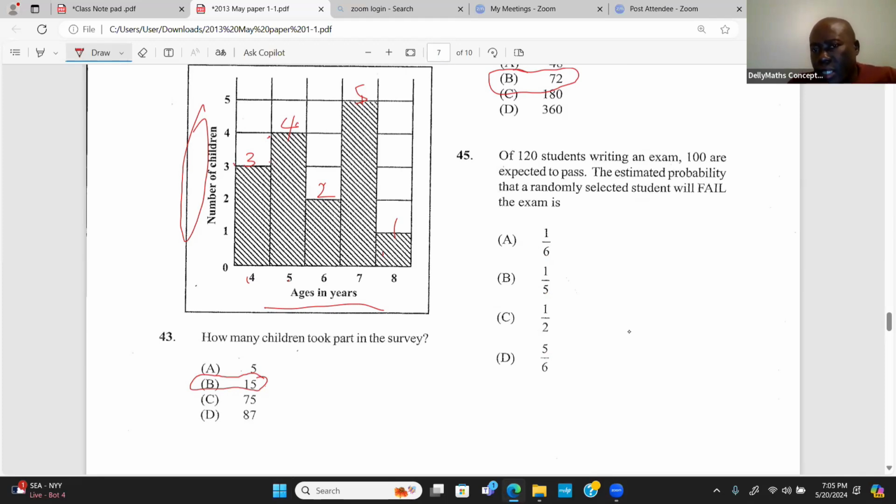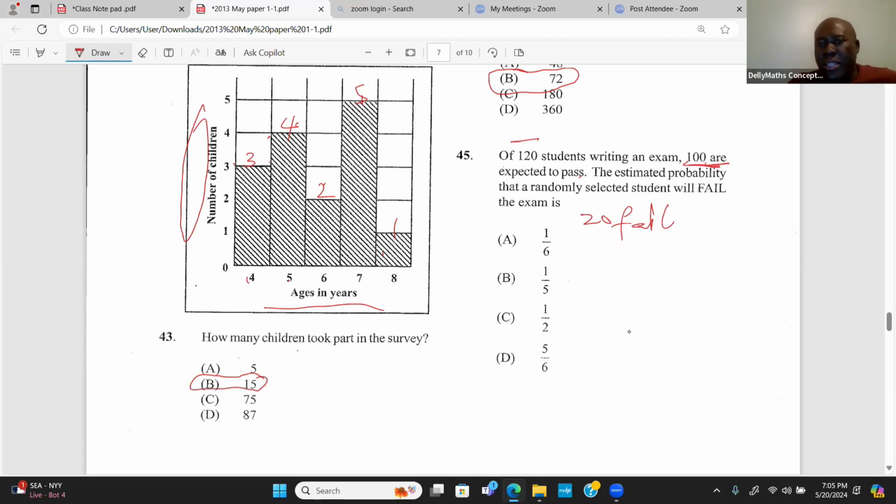We have 120 students. 100. Did I say 10 just now? I think I said 10. 100 are expected to pass. So that means 20 will fail, because if 100 are going to pass, 20 will fail.